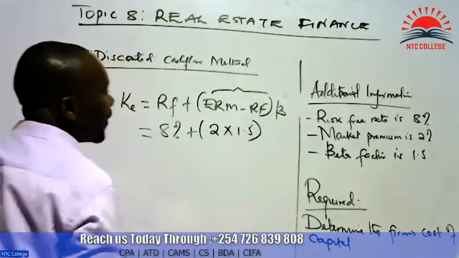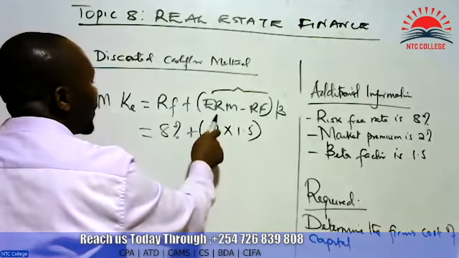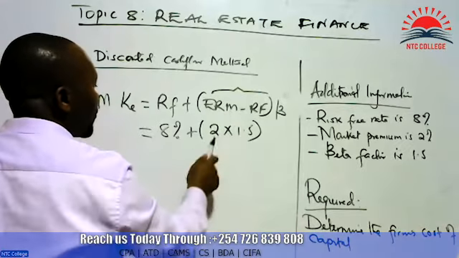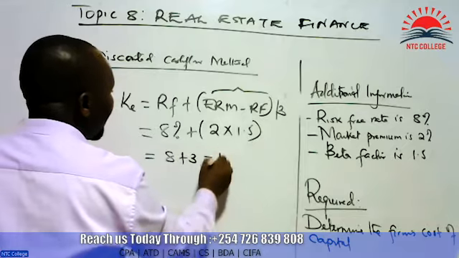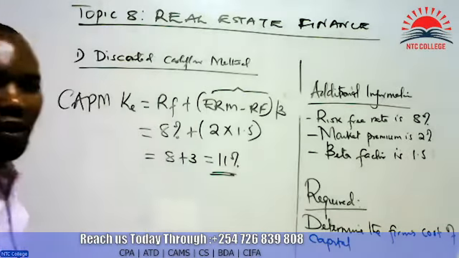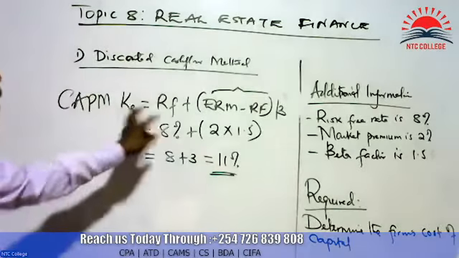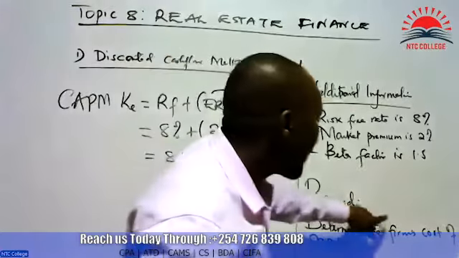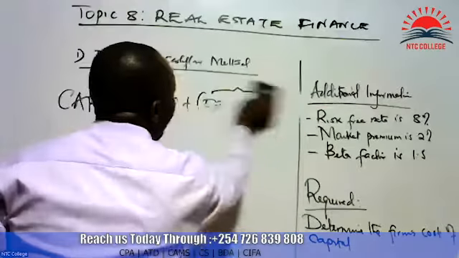Meaning that market premium ordinarily should be the difference between the expected rate in the market minus RF. That is what we call market premium. So it has been calculated. Therefore, you're going to have 8 plus 3, which will give you 11. Now you have a rate that you can now use to discount. This calculation will help you to get the rate that you will now use to discount, but at the same time, you are answering the question that you are told to calculate.